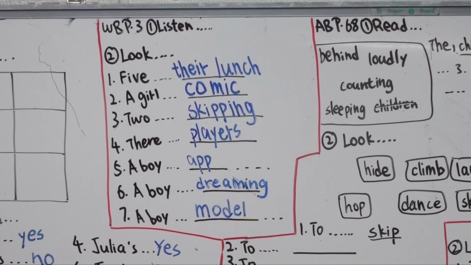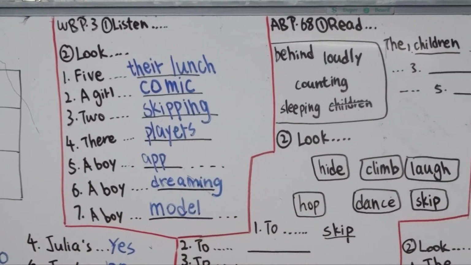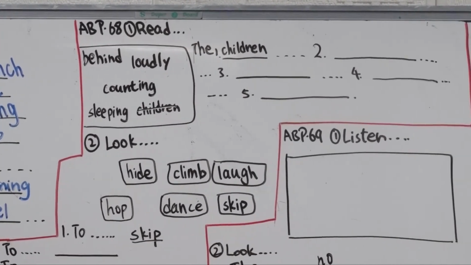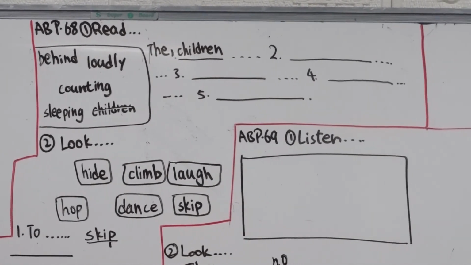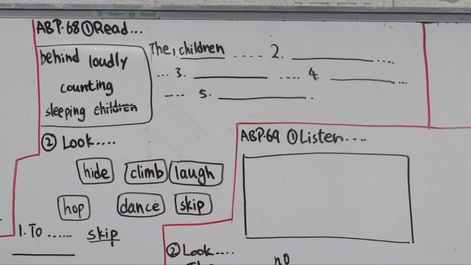Alright, so we are done with workbook. Take out your activity book and turn to page number 68. Come on, activity book. And please take out your color pencil because today we have coloring test. Do you have your color pencil? Savannah, do you have your color pencils? You have color pencils? Page 68, yes.